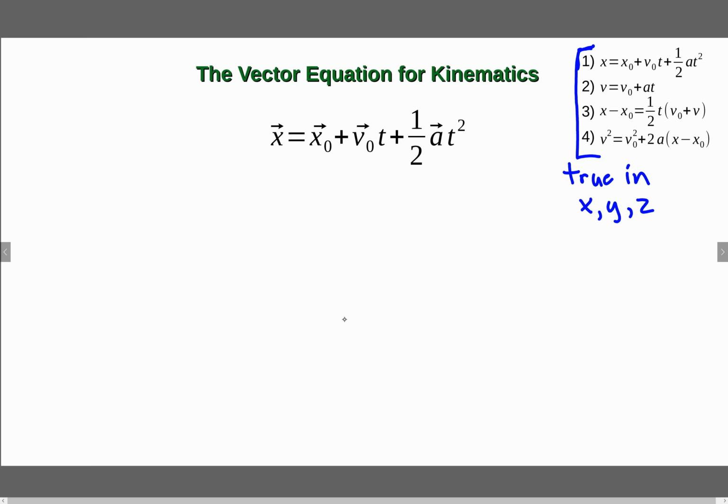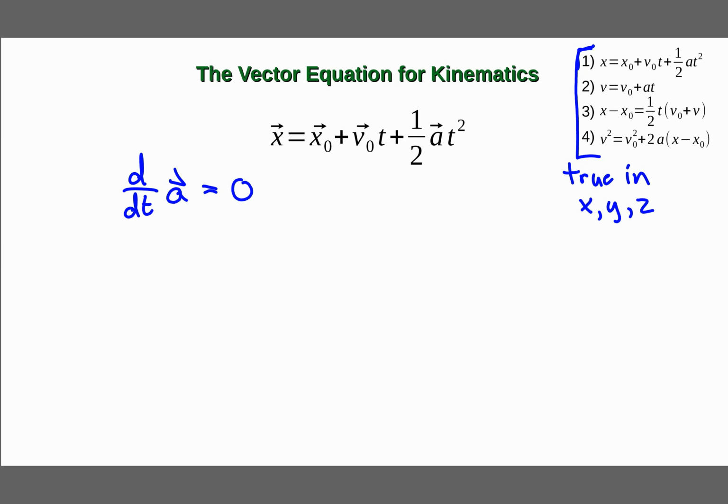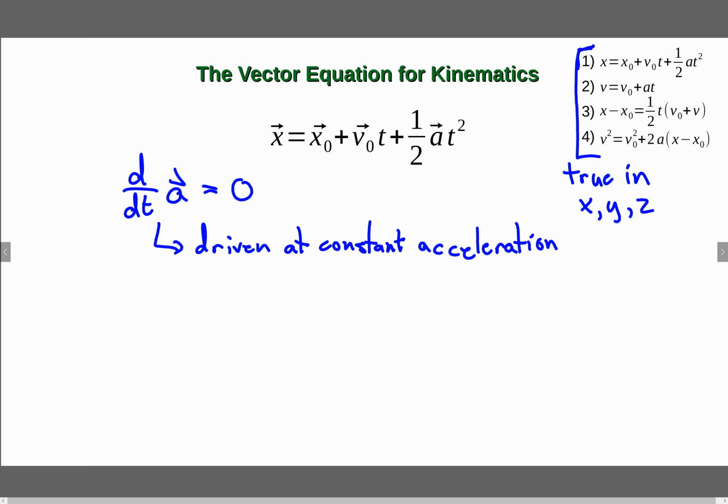It's also true that our conditions for applying these equations are still the same. So we still require a constant acceleration, or in other words, the derivative with respect to time of a equals 0. It's not a function of time, it's constant. So this generally means that something is driven at a constant acceleration. Okay, and by driven I mean it's pushed along at a constant acceleration by some input of force, okay?